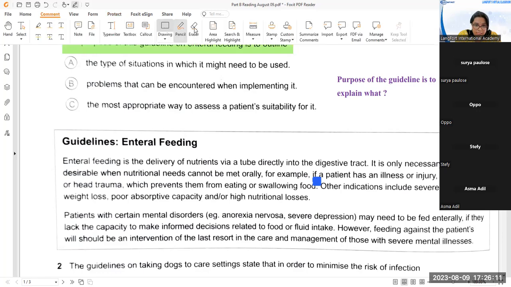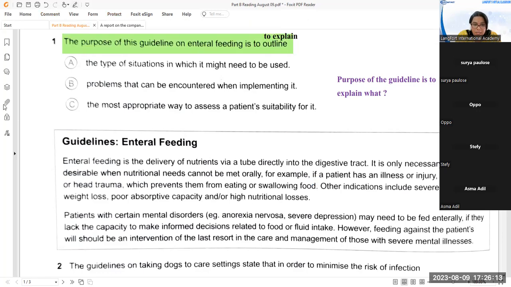So the extract is on the guidelines on enteral feeding, and they say that enteral feeding is all about giving nutrients through a tube directly into the digestive tract. They use a tube to feed the patient. This type of feeding is necessary or desirable when we cannot feed the patient orally. For example, if the patient has an illness or injury such as a neck trauma or head trauma, which affects the action of swallowing or eating, then we feed them using enteral feeding.